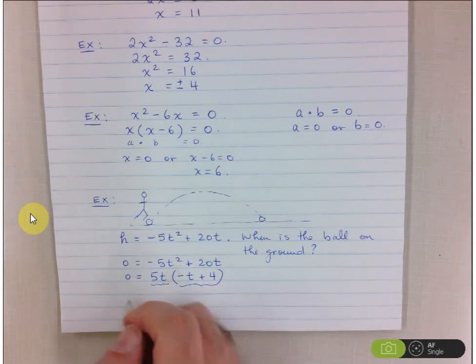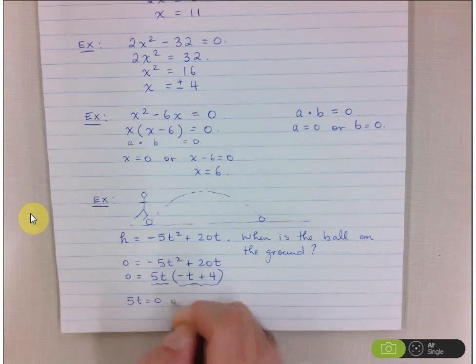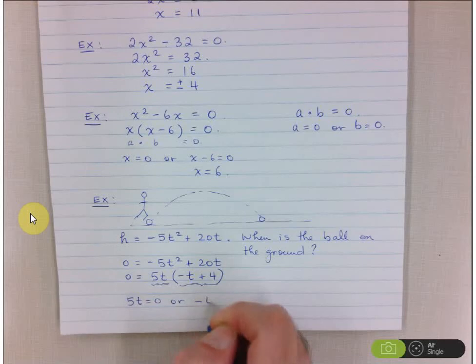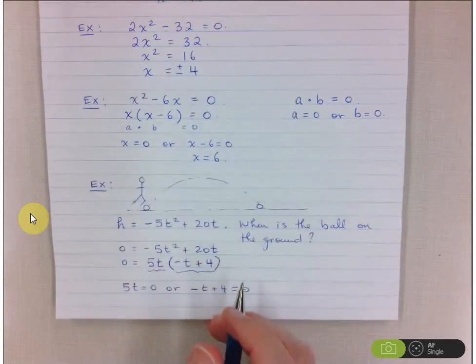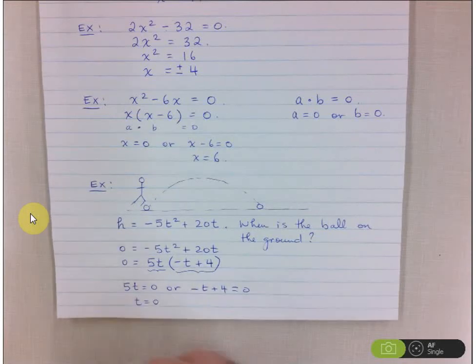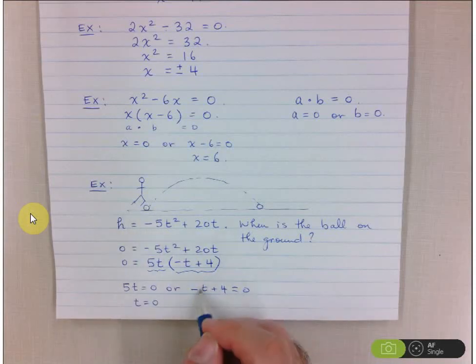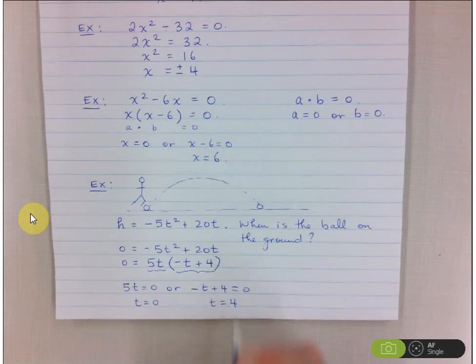As we said before, the only way for that to happen is if the first term is equal to 0 or the second term is equal to 0. Let's solve this. Let's divide both sides by 5. So we get t equals 0. That's as expected, we expect the ball to be on the ground at the time when it's kicked, right at the beginning. And here, if we bring the negative t to the other side, we get t equals 4. That means the next time it hits the ground would be at 4 seconds.